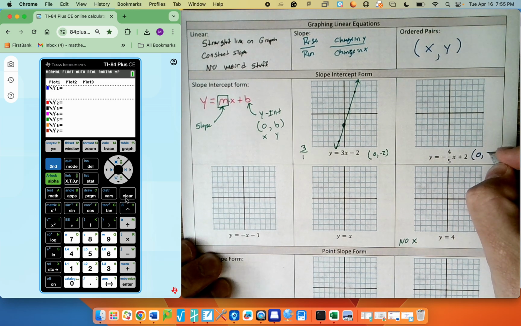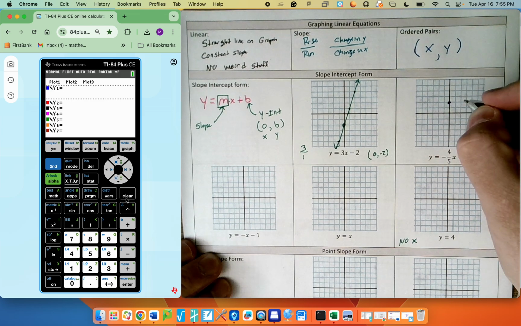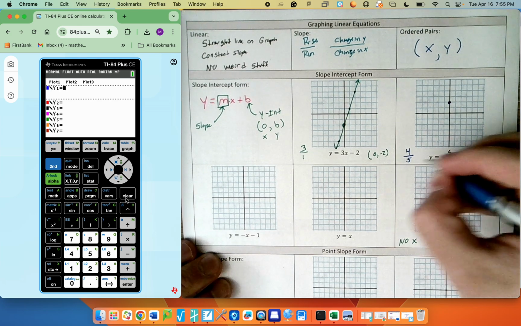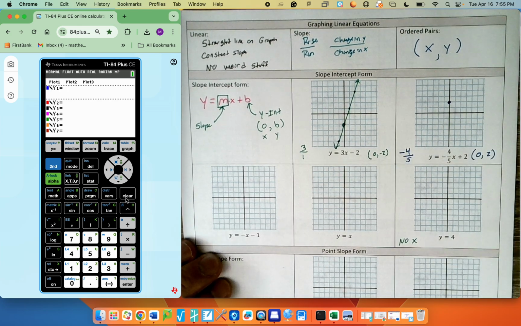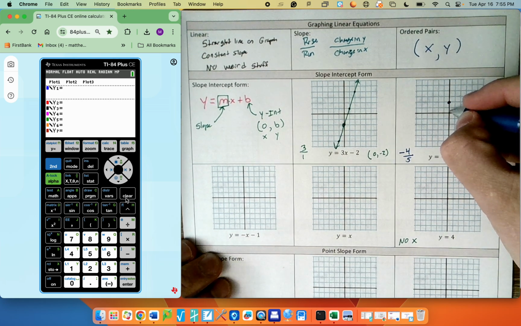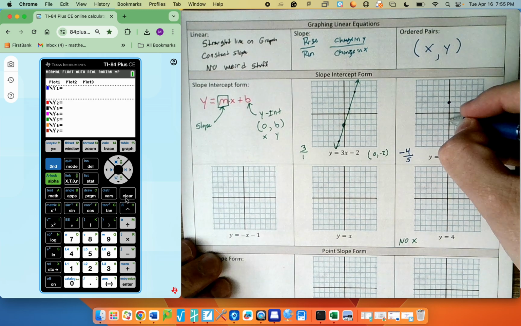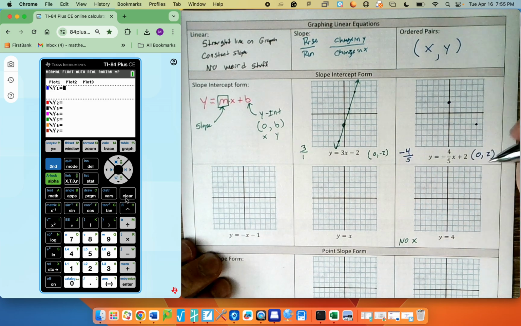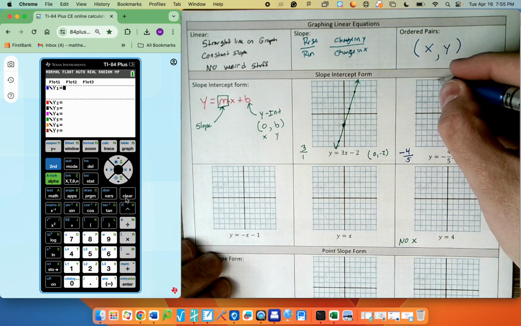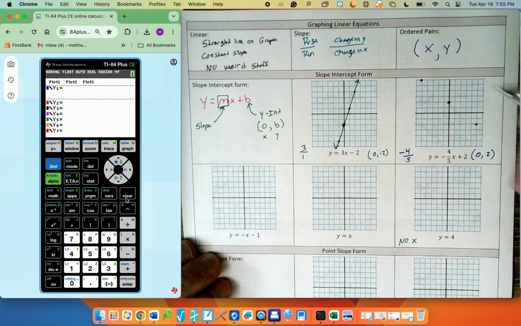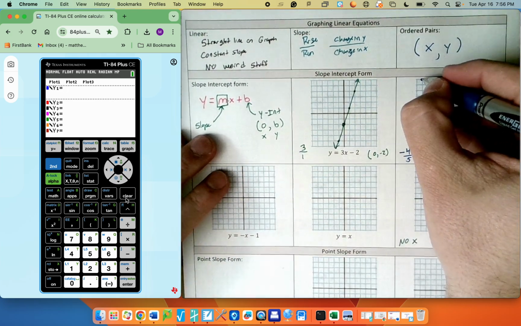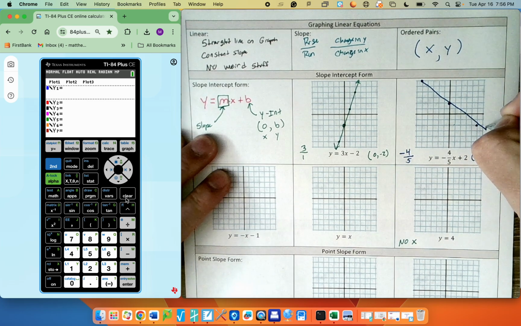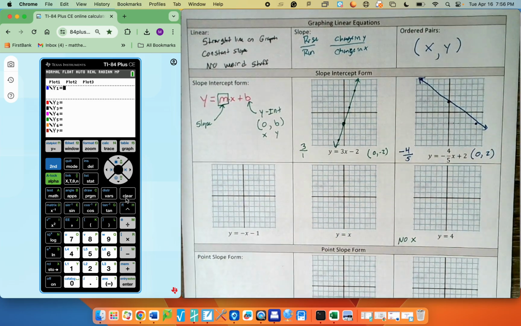Y-intercept, 0, 2. Our slope, 4 over 5. There is that one negative in front, so one number gets to be negative. This one tells us 1, 2, 3, 4. Change your y down 4. 1, 2, 3, 4, 5. If we had put the negative on the bottom, we could go 1, 2, 3, 4, 5 the opposite direction. We then connect these dots with a nice straight line. Not my best line there, but it looks like that.